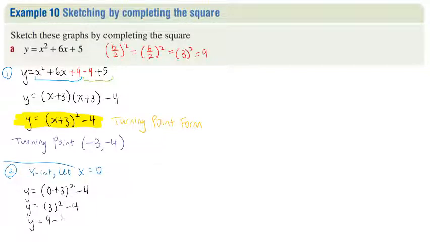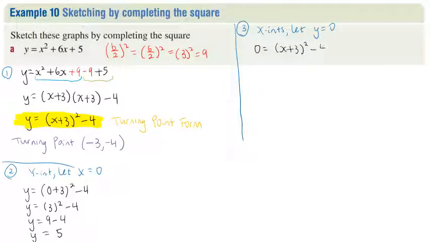9 minus 4. y equals 5. So that's my y-intercept. Then the next thing I'm going to do is find the x-intercept. So this is step 3. X-intercepts, let y equal 0. So the equation is going to be 0 equals (x plus 3) squared minus 4.